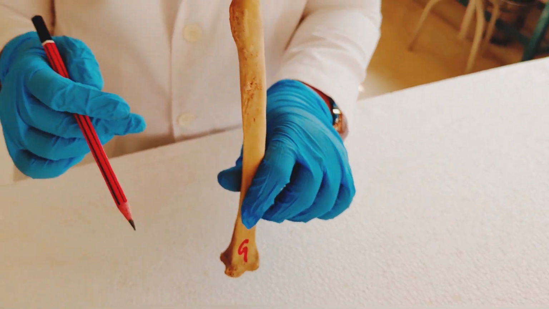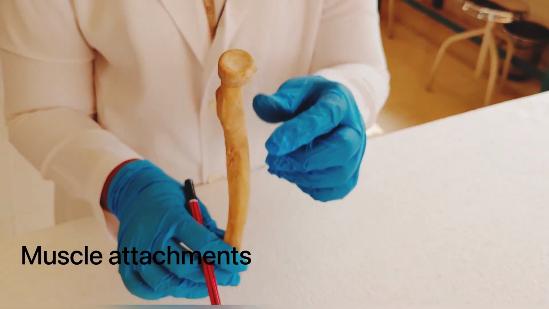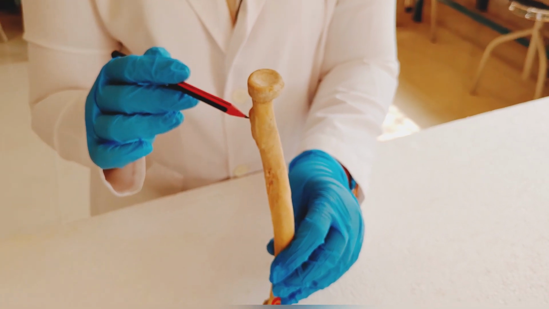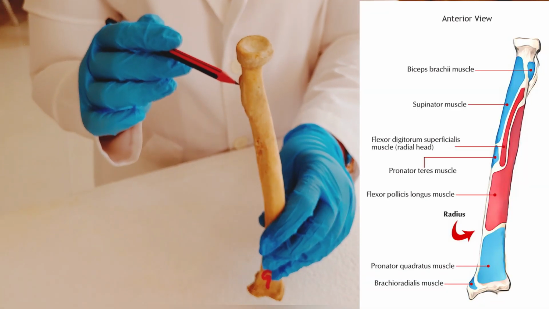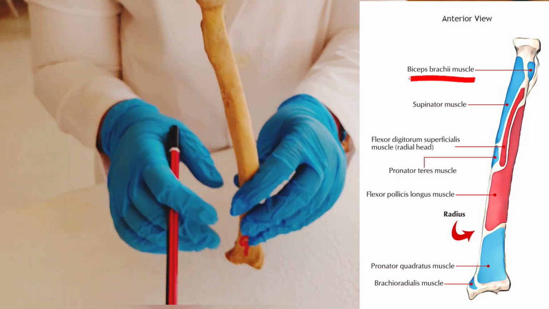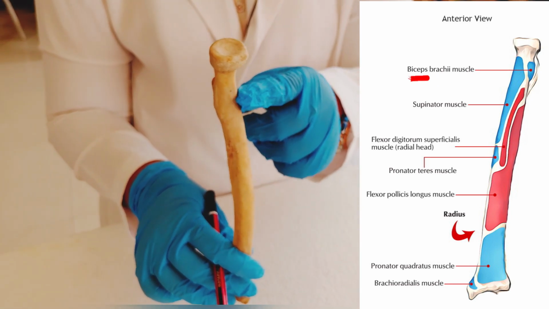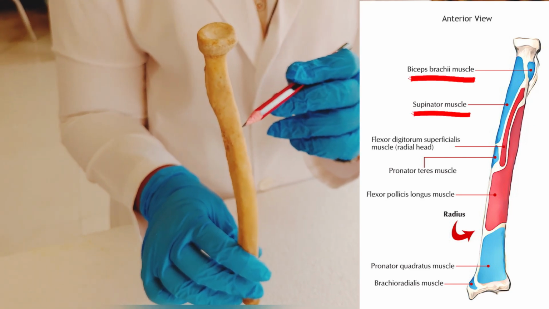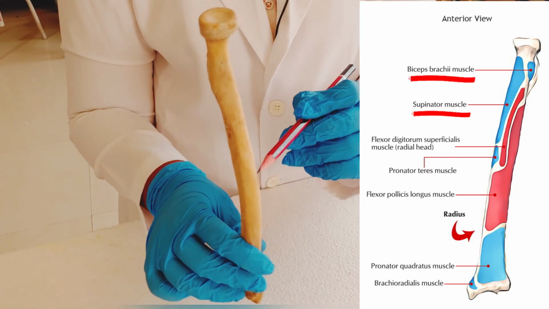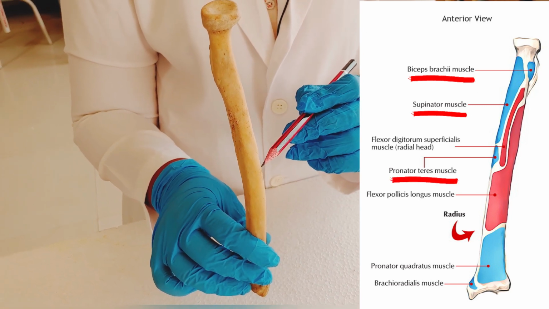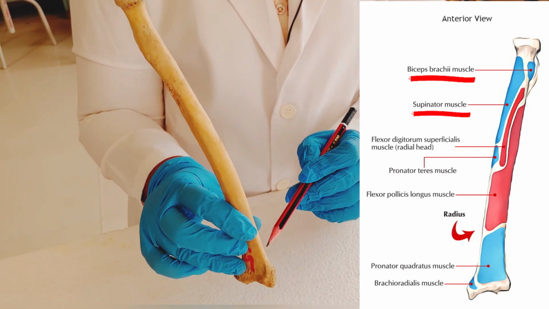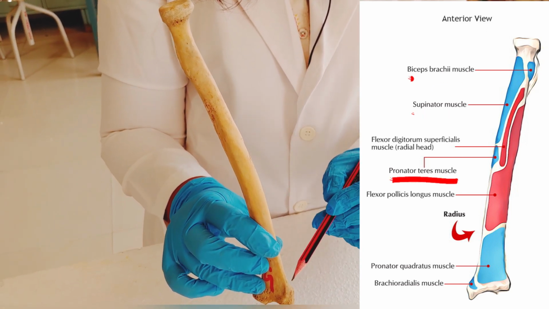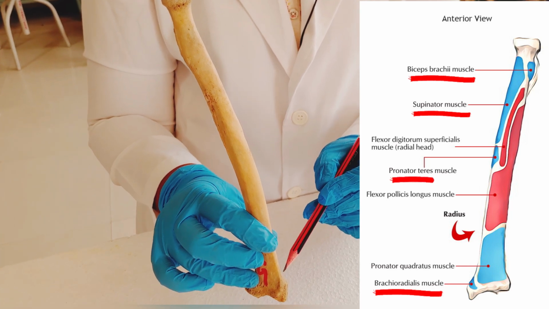Coming to the muscle attachments, near the upper end, the posterior surface of the radial tuberosity will give attachment to the biceps brachii. Along the lateral surface superiorly, there is an attachment for the supinator muscle. In the middle part of the lateral surface, the pronator teres is inserted, and just above the styloid process along the lateral surface, it gives attachment to the brachioradialis muscle.